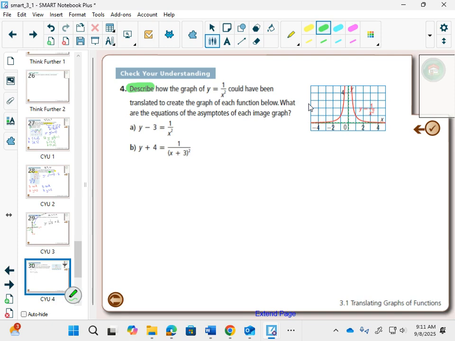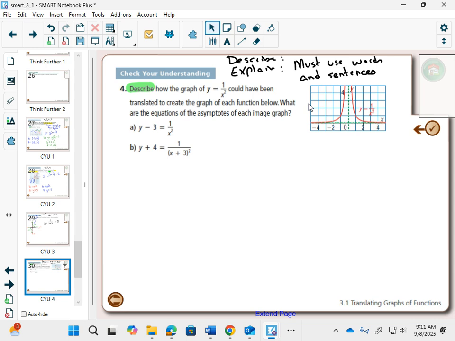The question starts with the word describe. And I'm just going to get you to write a note, maybe above here. If something says describe, you have to use words and sentences to answer the question.